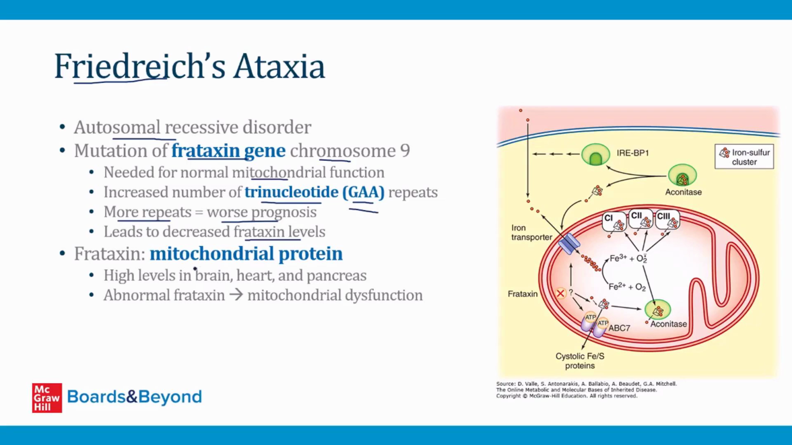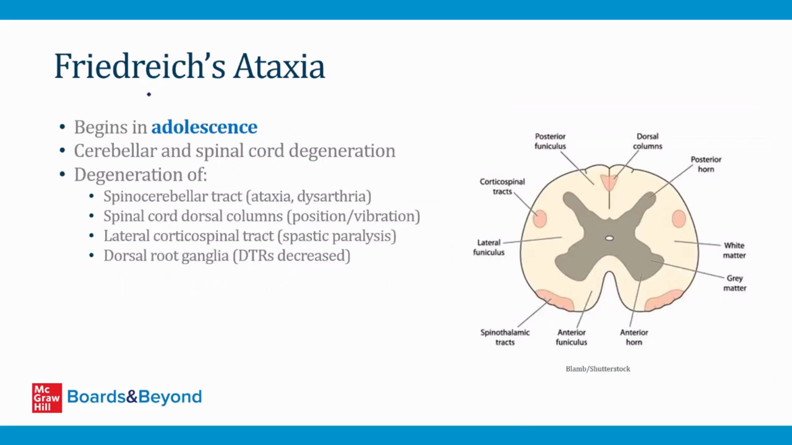And as I said, frataxin is a mitochondrial protein. There are high levels in the brain, the heart, and also the pancreas. And these are the organs that are going to have dysfunction in this disorder because when there's abnormal frataxin production from the frataxin gene, this leads to mitochondrial dysfunction in all these areas of the body here. The clinical features of Friedreich's ataxia usually begin in adolescence, somewhere around the teenage years to the early 20s.